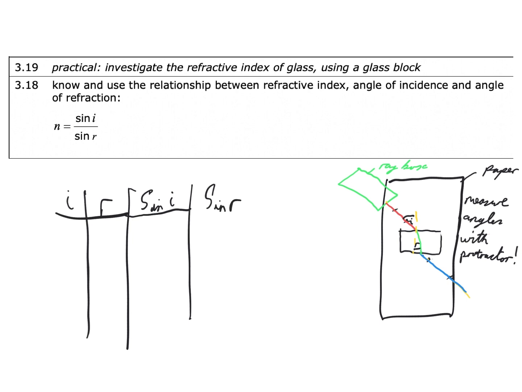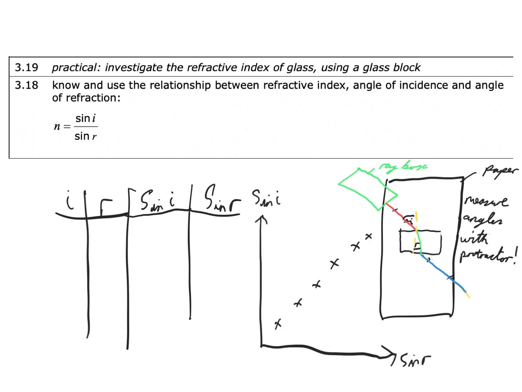With the values of sine I and sine R calculated, I will plot a graph with sine I on the y-axis and sine R on the x-axis. After plotting my results, I should see that I get a straight line of best fit, and the gradient of this line will be equal to the refractive index of the glass, where we should know that the larger the refractive index, the more the light is going to bend and the slower the light will go into this new medium. So refractive indexes that we should be aware of are water, which is about 1.3, glass, which is about 1.5, and diamond, which is about 2.4-ish.